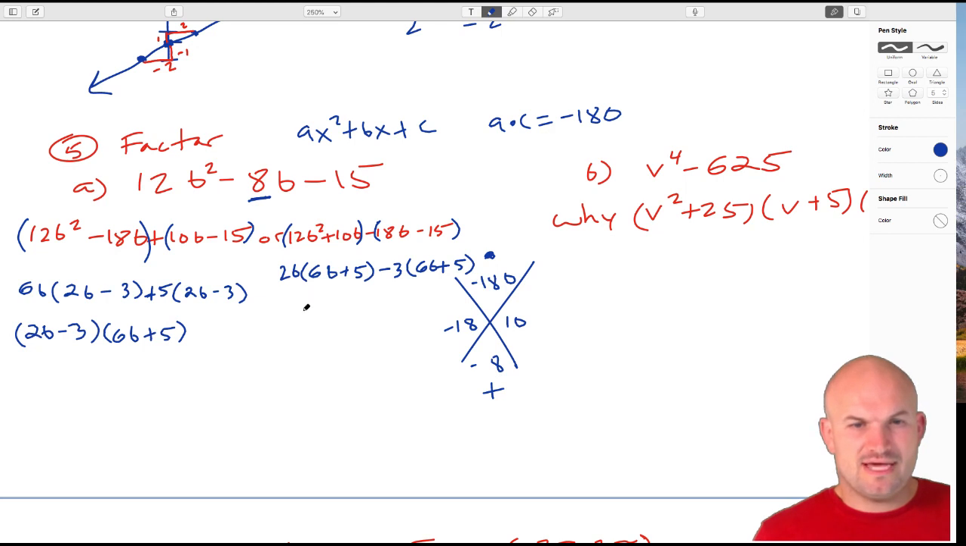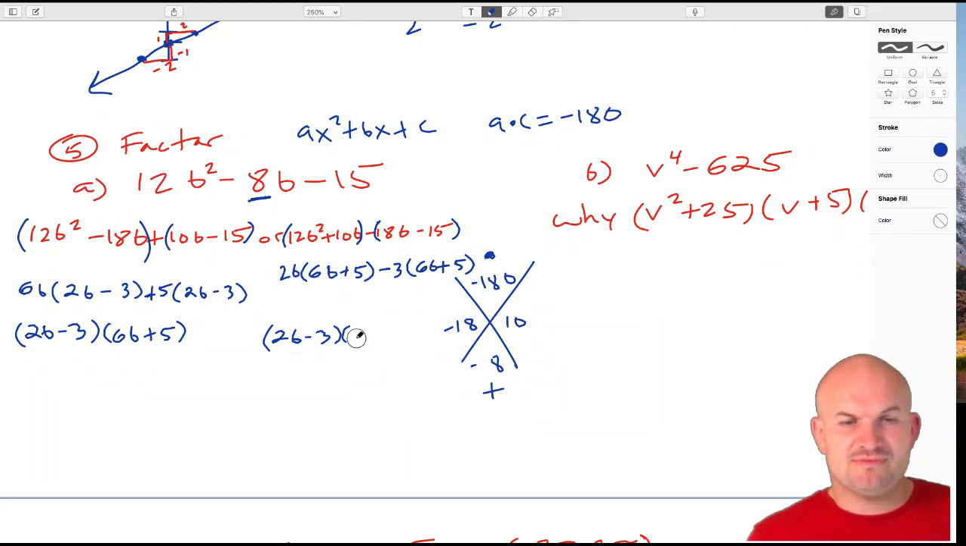And therefore, again, you can see the 2b minus 3 times. So what it does is it just changes the order in your factors.